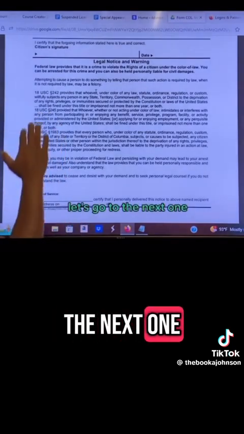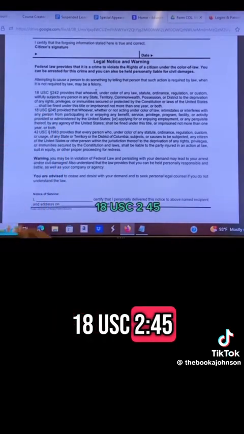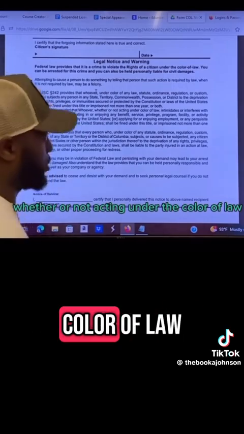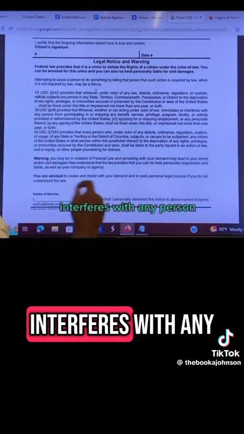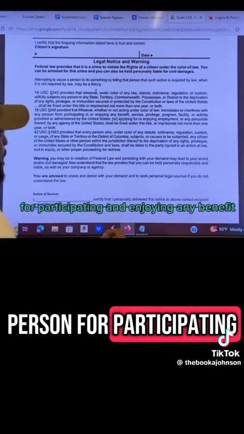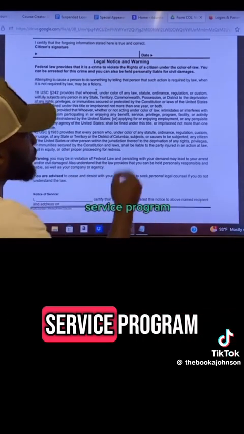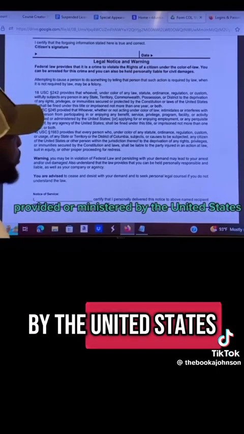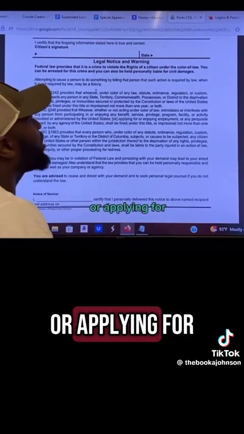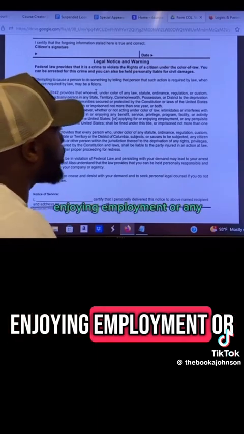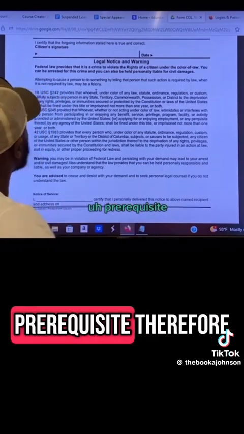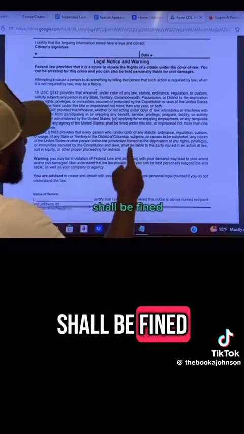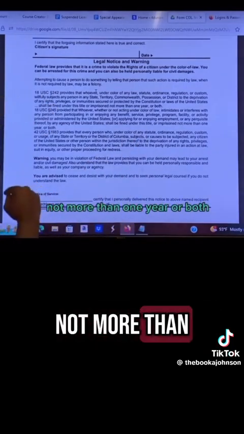Let's go to the next one. 18 USC 245 provides that whoever, whether or not acting under the color of law, intimidates or interferes with any person for participating in and enjoying any benefit, service, privilege, program, facility, or activity provided or administered by the United States, or applying for or enjoying employment, or any prerequisite therefor, by any agency of the United States shall be fined under this title or imprisoned not more than 1 year or both.